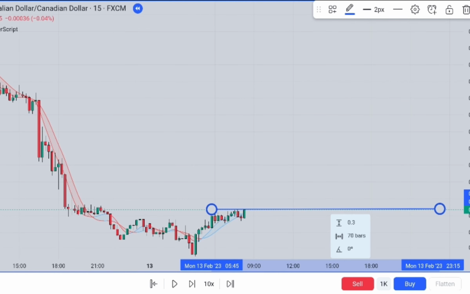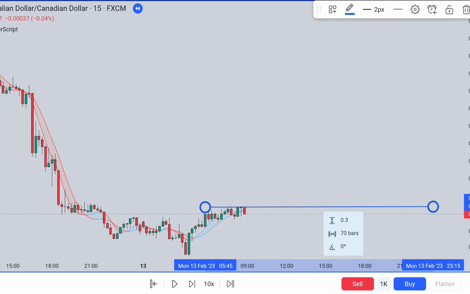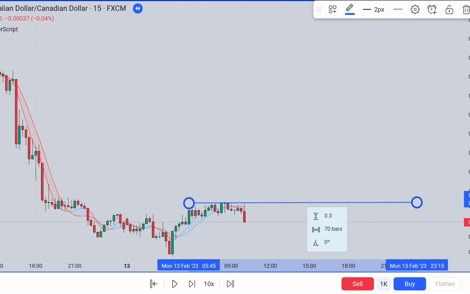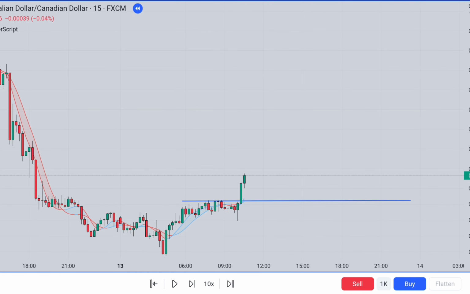Again, two blue lines have formed more clearly. This area is clearer, so I am moving our resistance line to the top level in this area. And our resistance line was broken very clearly. In an upward direction, our target is a 1 to 1.5 risk reward ratio. We will place the stop loss level below the last swing.